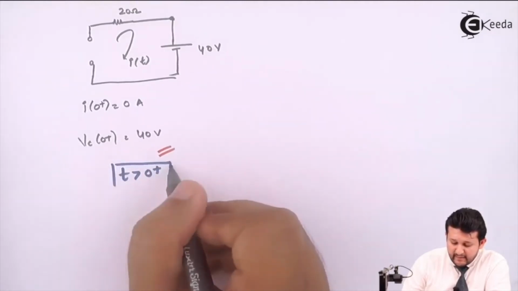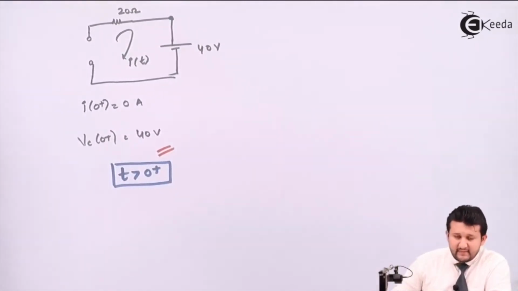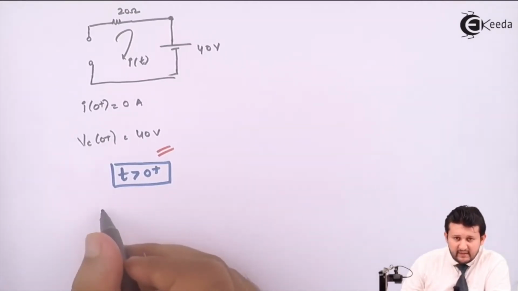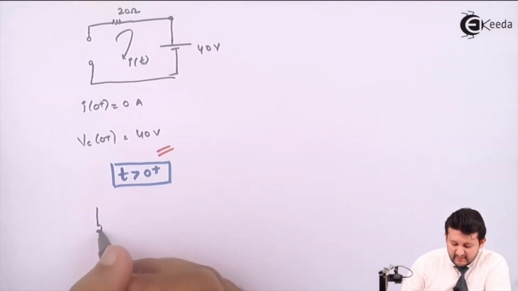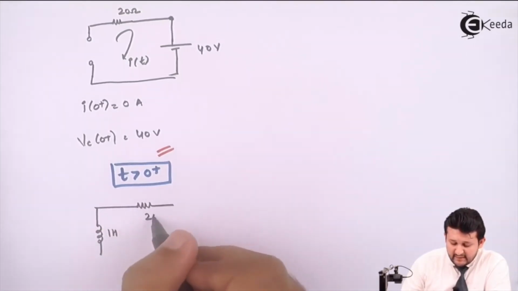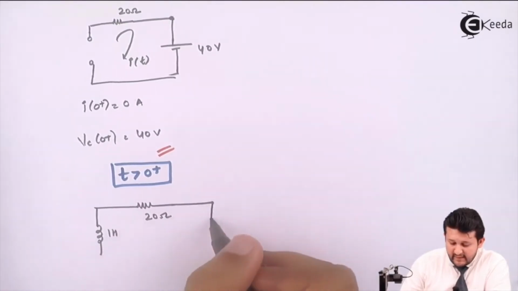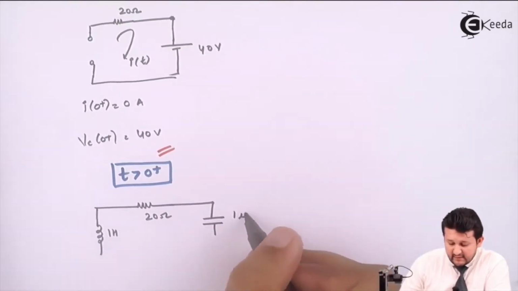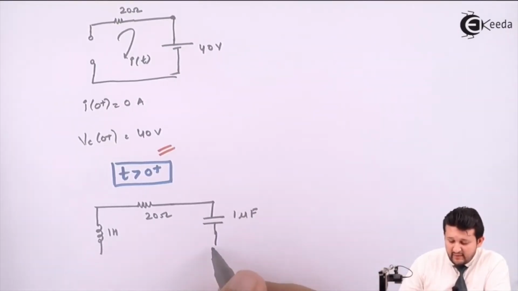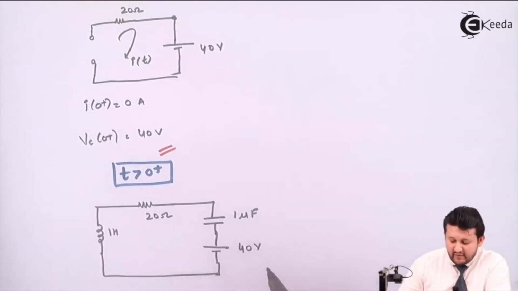At t greater than 0 plus condition, my dear friends, that means the switch is coming from 1 and selecting 2. So you won't be shorting or opening any inductor or capacitor. Your circuit will be as it is. So you'll be having an inductor, you will be having a resistance, you will be having a capacitor. Since your capacitor was in steady state condition, you need to have a voltage source in series with your capacitor, that is nothing but 40 volts.